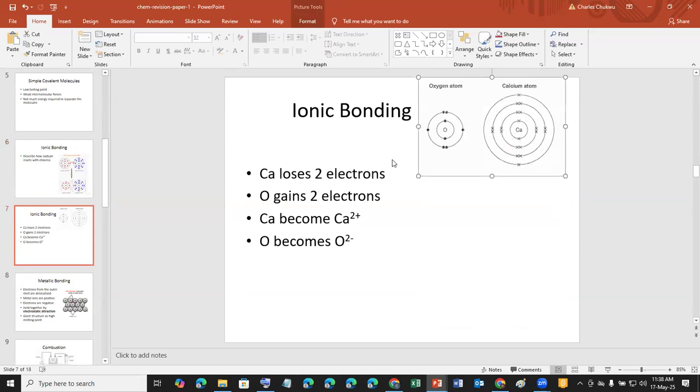It now balances because when it loses 2 electrons from its outermost shell, the new outermost shell will have 8 electrons and it's stable. Oxygen, its atomic number is 8, needs 2 electrons to balance out to become 8. So it will rather receive electrons than lose.